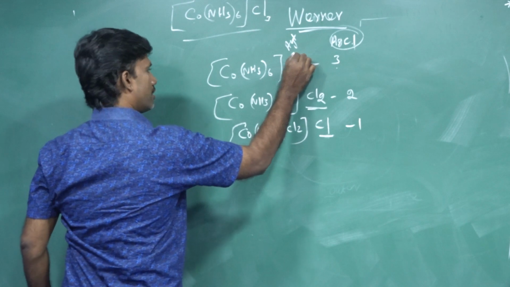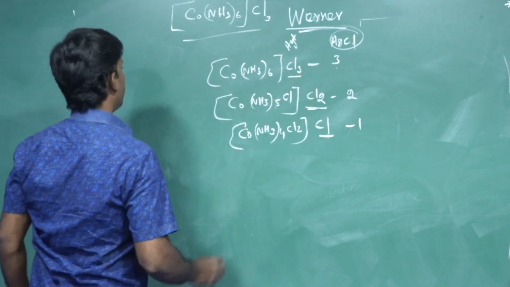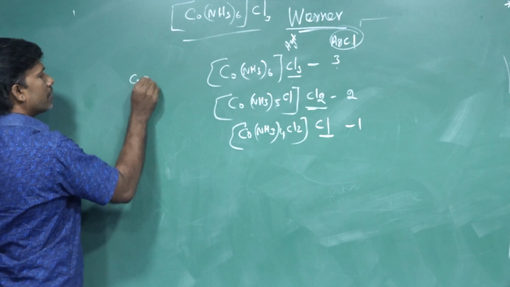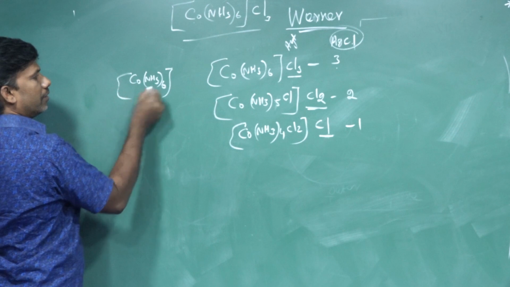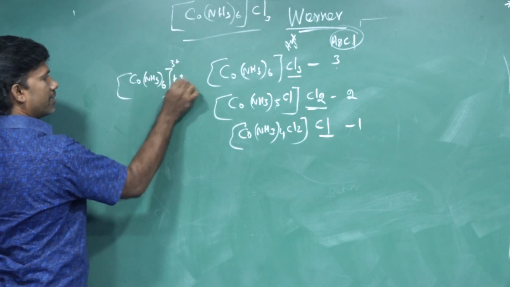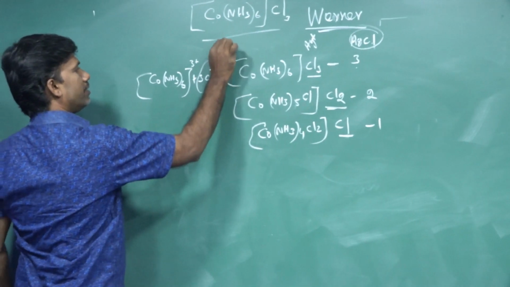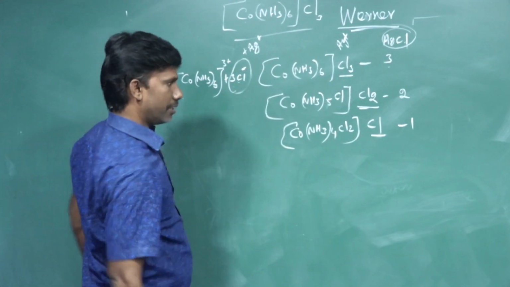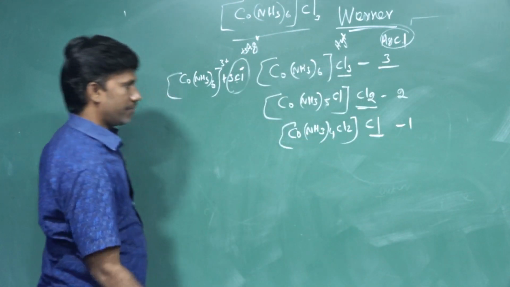Here 3 Cl ions can be replaced, that is, ionized. If you ionize this species, you may get Co(NH3)6 3 plus and 3 Cl minus. These 3 Cl minus treated with Ag plus give you 3 AgCl. As a result, 3 moles of AgCl is formed.